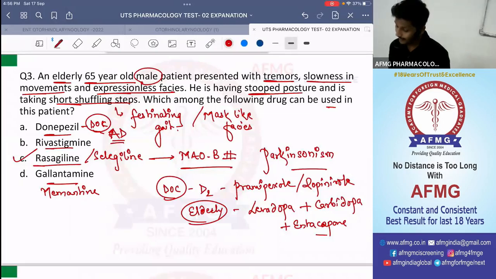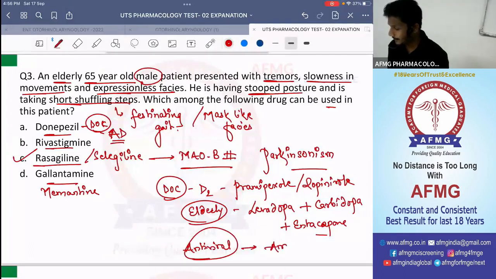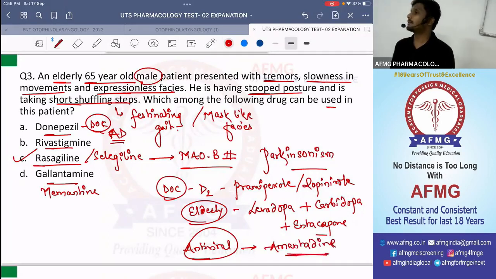And even an antiviral drug. This was a previous year question: the antiviral drug which is used in cases of Parkinsonism. The answer is amantadine, which is used for influenza. So this amantadine is an antiviral drug used in cases of Parkinsonism.